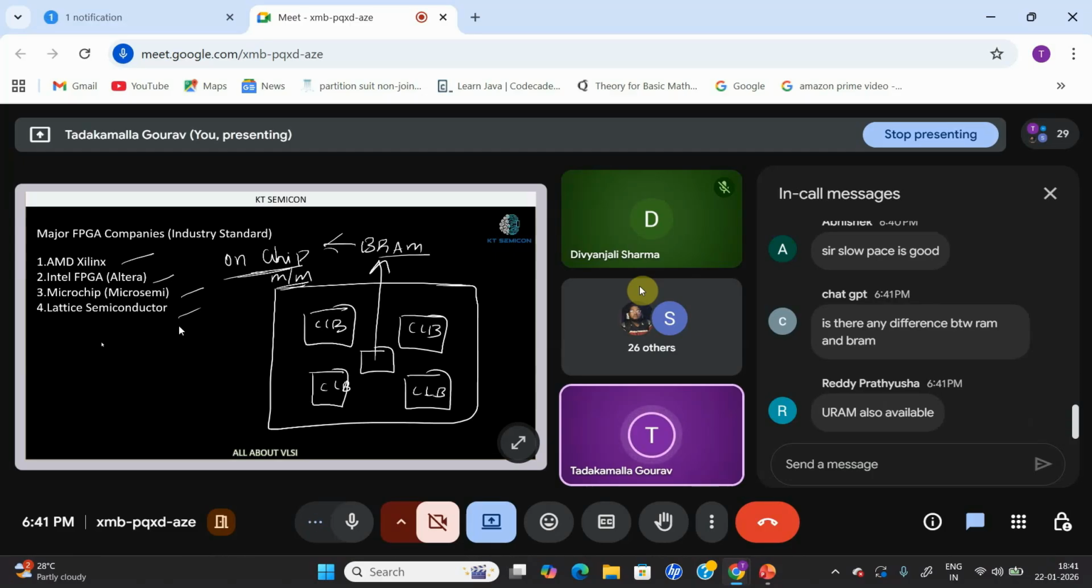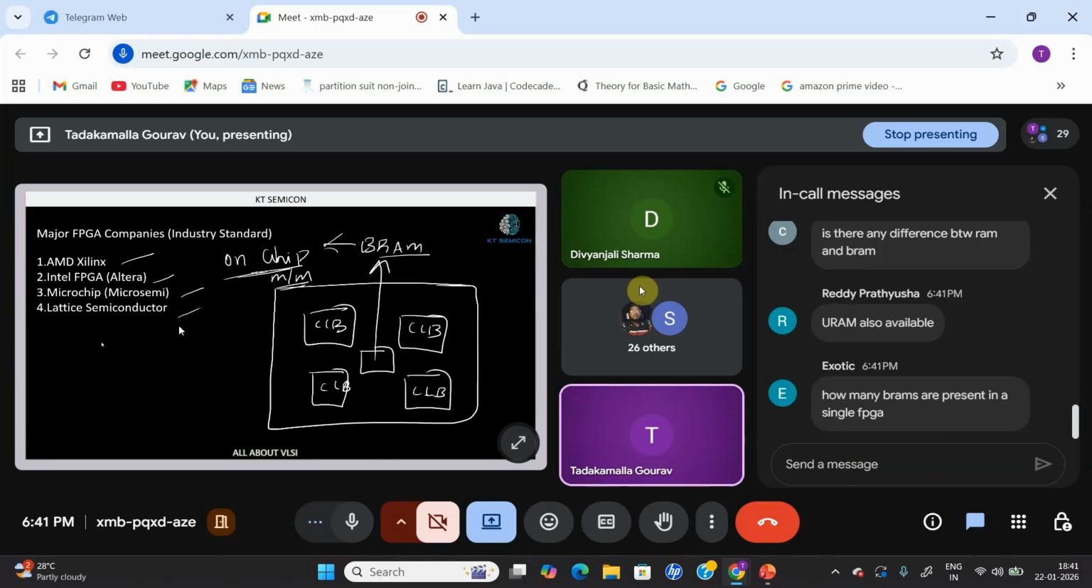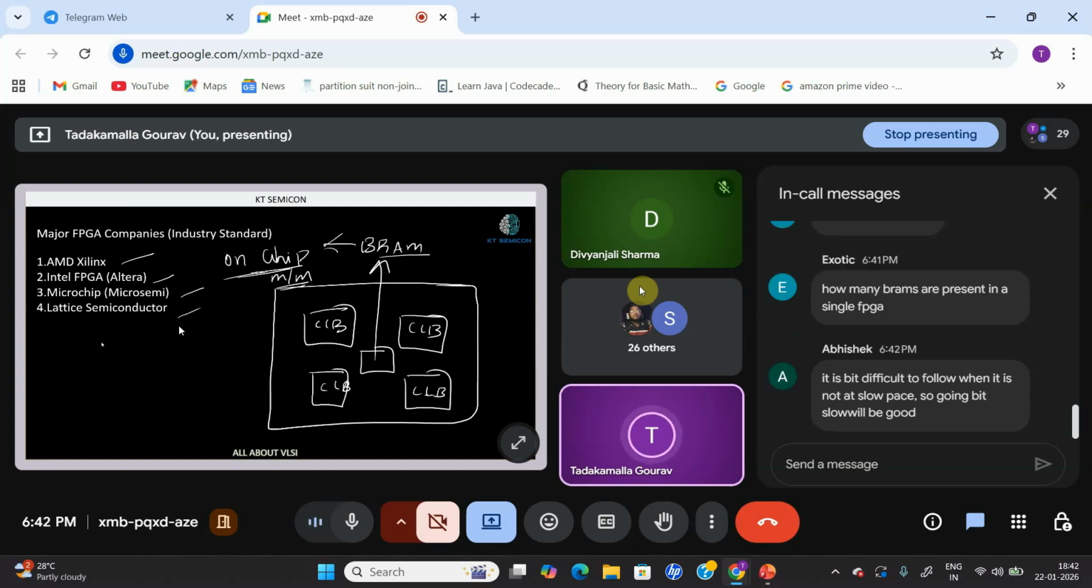Even a small low-cost FPGA is going to have BRAM available with it, right? How many BRAMs will be present, and how many LUTs will be present, depends upon the FPGA configuration which you are going to have.